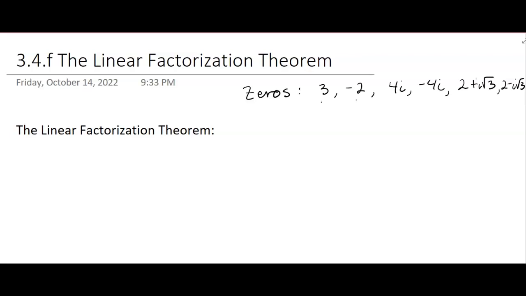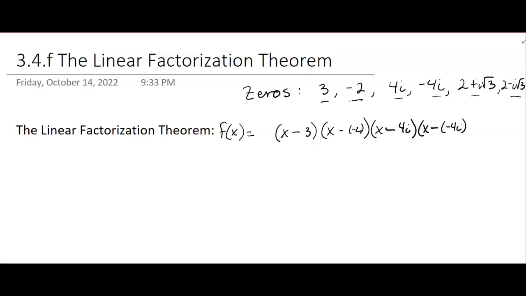So there are 2, 3, 4, 5, 6 zeros in there. Well, then the function has to have each of those as a factor. So it has to equal x minus 3, x minus a -2, which would be x plus 2, right? And then x minus 4i, and x minus a -4i, which would be plus 4i.